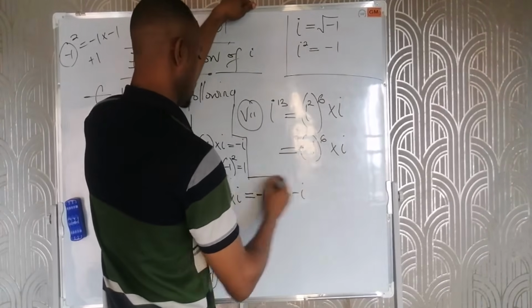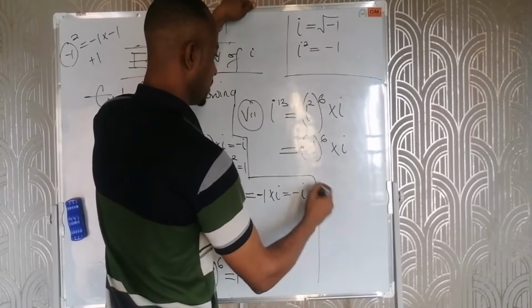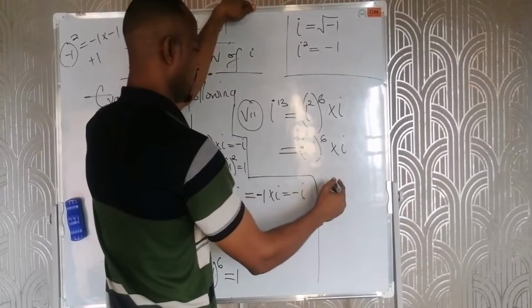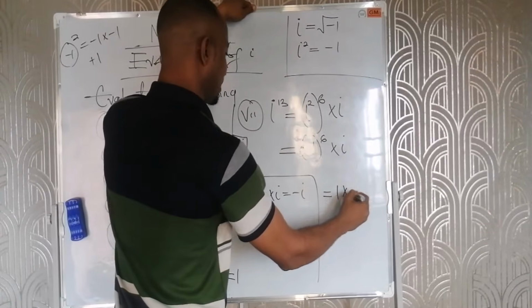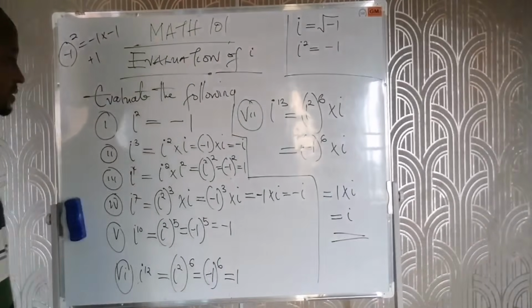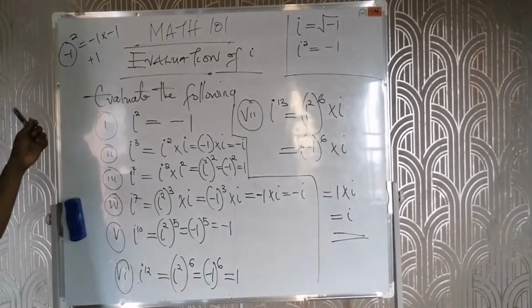This will give us minus 1 raised to power 6. 6 is even, right? So the result will be 1. The 1 times i will give us i. Okay, this is the evaluation of i.